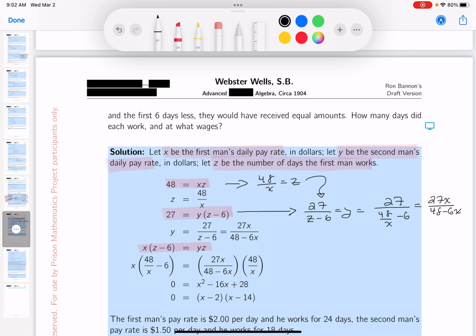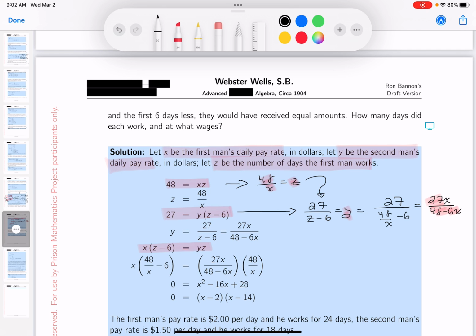All right? So if someone said, what's Z? I'd say it's 48 over X. If someone said what Y is, I'd say it's 27X over 48 minus 6X. Let me emphasize what I'm saying over here. Z in terms of X is this. Y in terms of X is this over here. So what I'm going to do is take that third equation. I'm going to try to get rid of the multiple variables in it. I'm going to go to X, though.